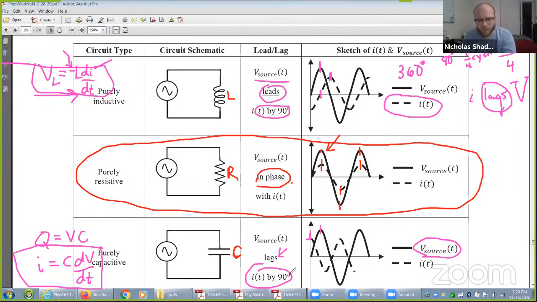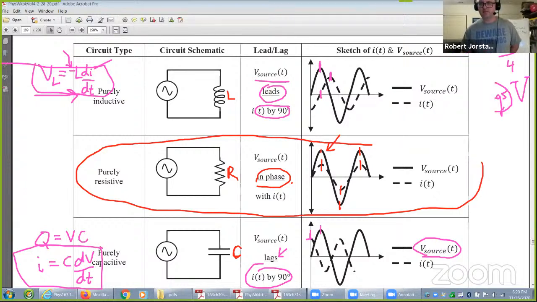Yeah, real quick. I thought you said that on the last one that V leads as well. I think you said... I'm sorry. Okay. Yeah. So let's make sure. So here I would say the source voltage lags the current, or I would say the current leads the source voltage. Either one of those would be acceptable. If I misspoke before, I'm sorry. Is that good? Yeah, yep.